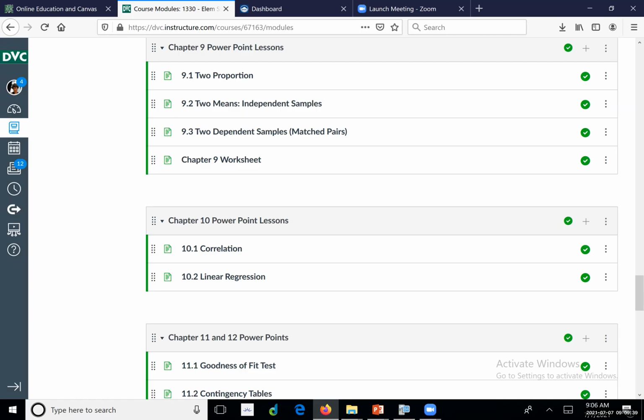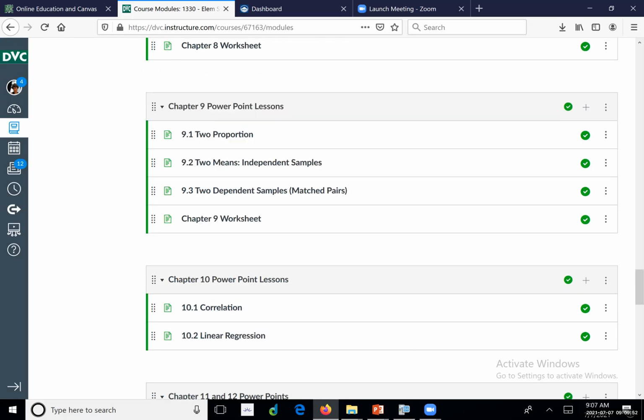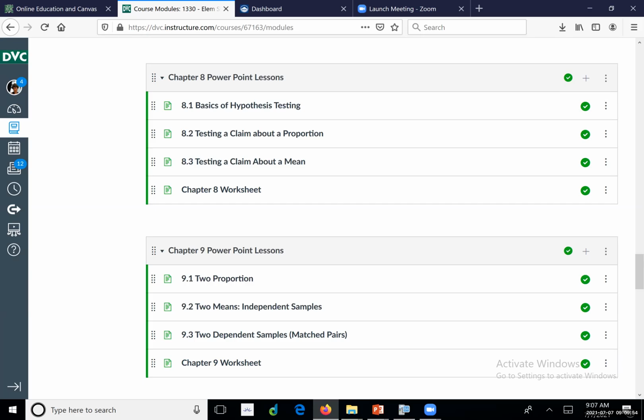Chapters 11 and 12 are about testing as well, goodness of fit and contingency tables and one-way ANOVA. So basically for the remainder of the semester, all we have is testing or finding intervals. And we're going to use all those calculator commands that I showed you on the STAT menu.